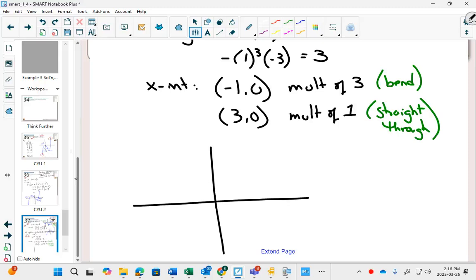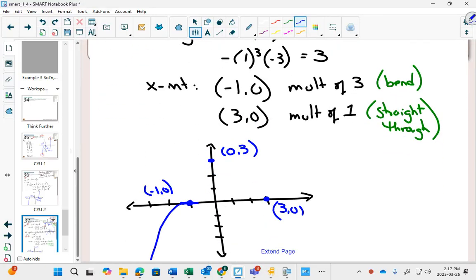So our graph. We have y-intercept at 0, 3. X-intercept at 3, 0. And -1, 0. At the -1, 0, I'm going to draw a little tiny flat line, because I know that it has to flatten out there. Okay? Make sure that I get my bend. And at the other one, it's straight through. What's my end behavior? It's starting down here. Starts down here, connect to the one flat line, go through the other flat line, straight through.